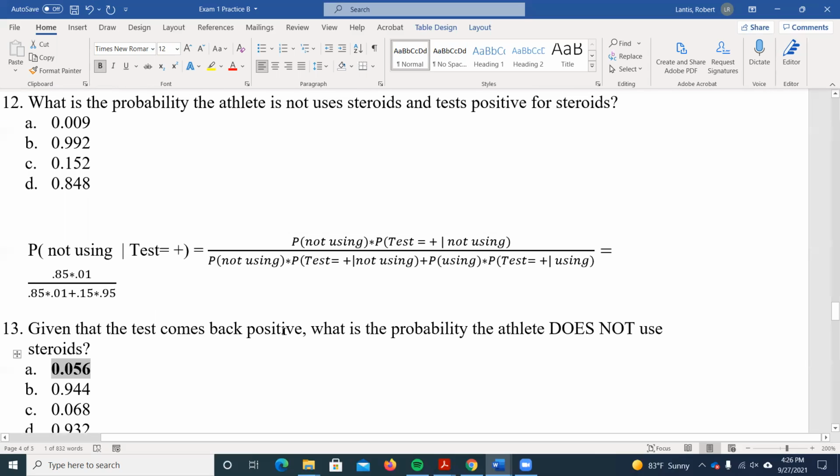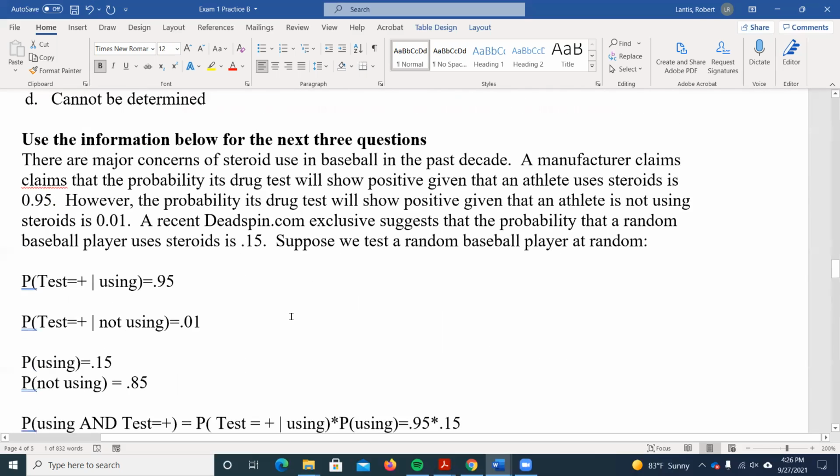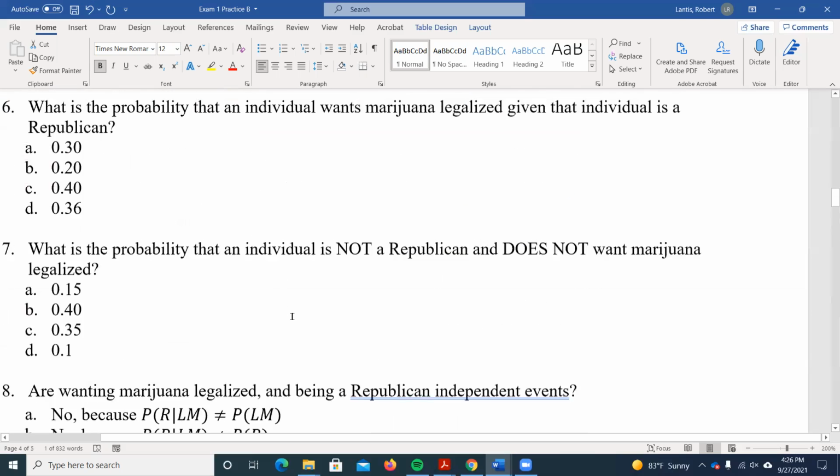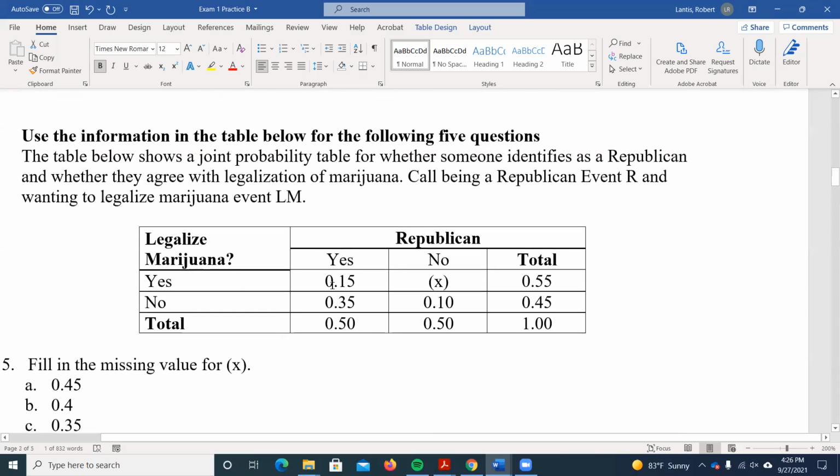Any other questions on this one before we keep moving here? All right, so the other ones I want to work through are these contingency table problems.